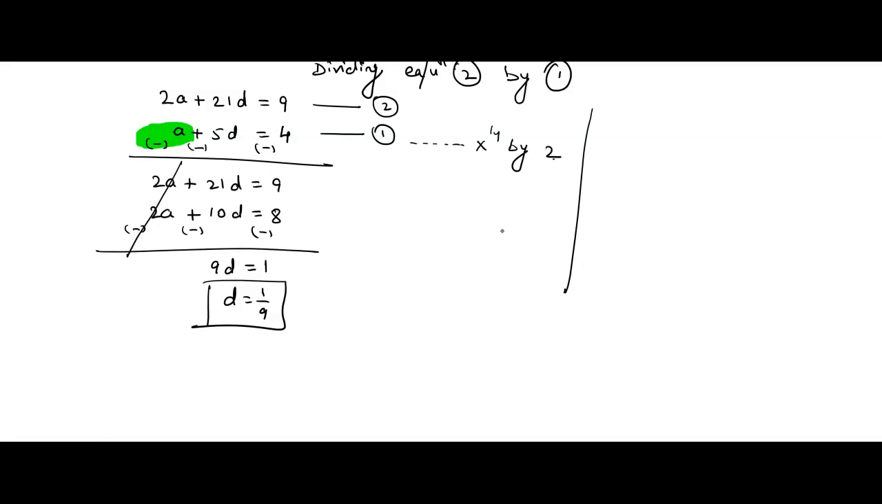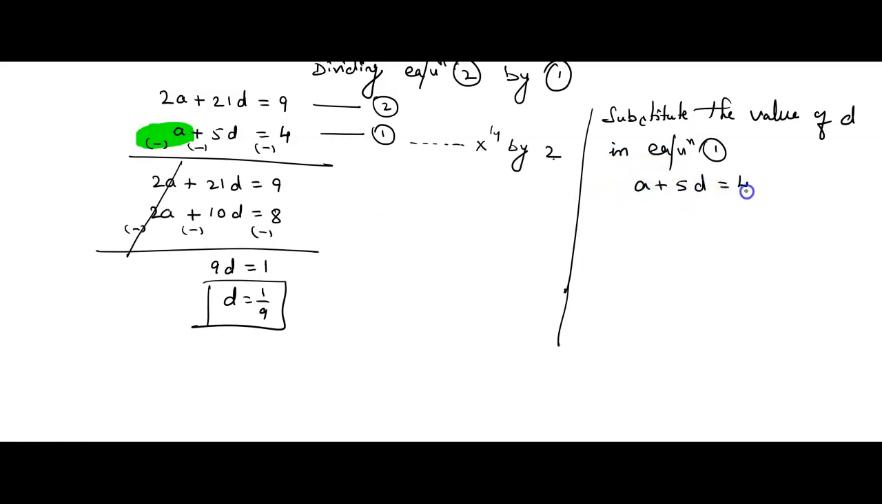I want the first term. So in equation 2 and equation 1, which is the equation having fewer terms, or the least terms? Okay, choose the one that has fewer numbers. Now what I will do, substitute the value of d in equation 1, because equation 1 has fewer numbers. What is equation 1? That is a plus 5d is equal to 4.